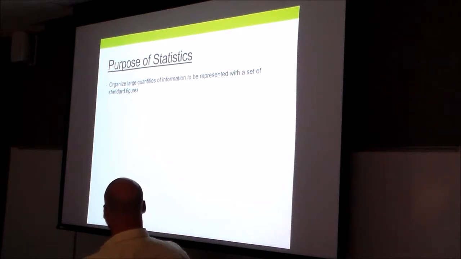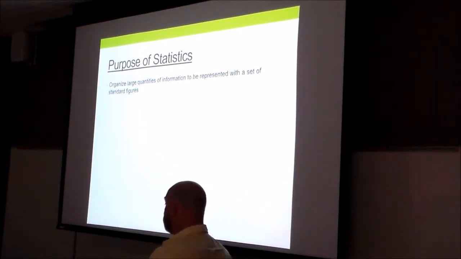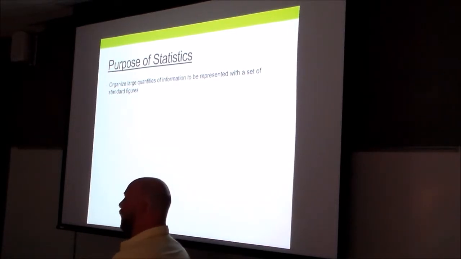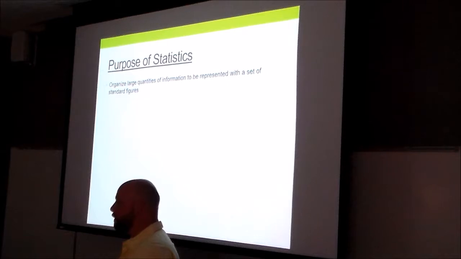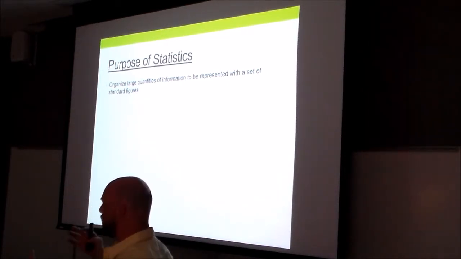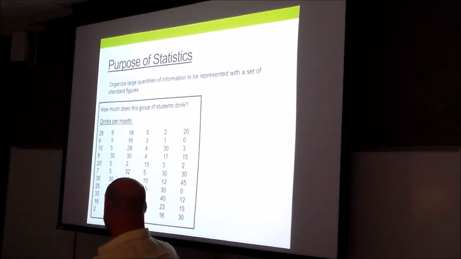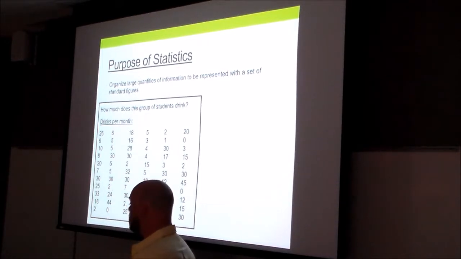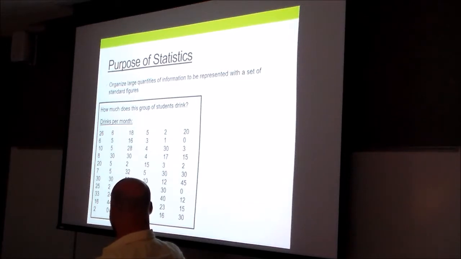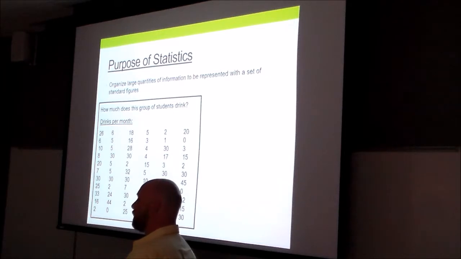One of the big things we're trying to do with our analyses, either descriptive or inferential, is organize quantities of information in a way that's meaningful to other people. In the context of psychology, we're working with quite small sets relative to other fields. But even if I give you a data set like this, and I want to know how much this group of students drink, and I give you drinks per month, what do you say? Are these students drinking a lot, or are they drinking a little? What are people's thoughts?